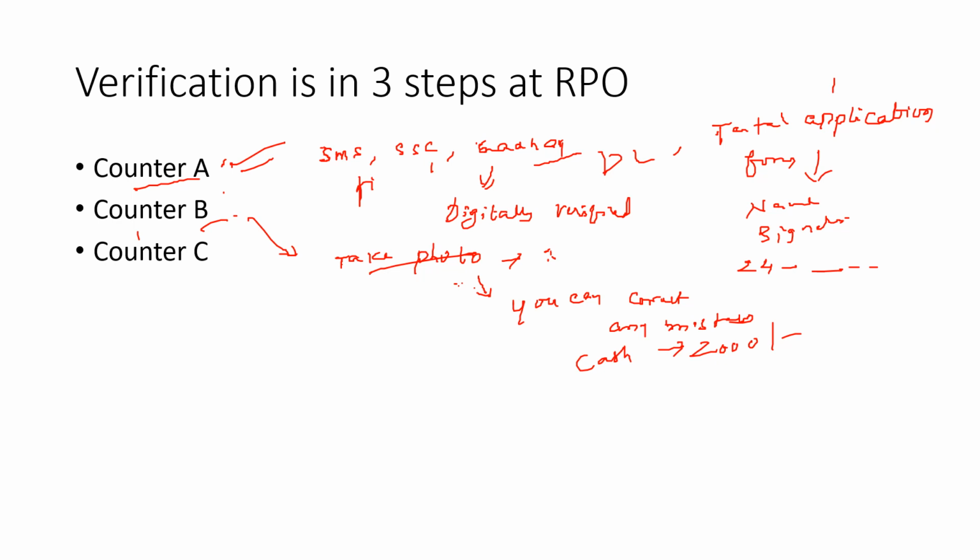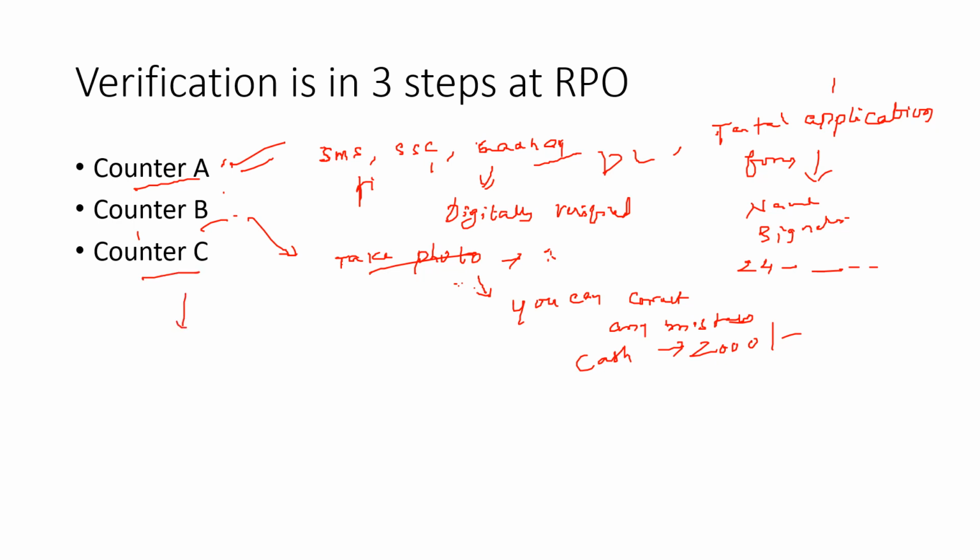This person will also ask for the same originals, the SSC and the ID card. He may ask, and of course you will produce them anyhow, so there is no doubt. That is not that important. Okay, that is counter B. So with this, at counter B, the process is completed.